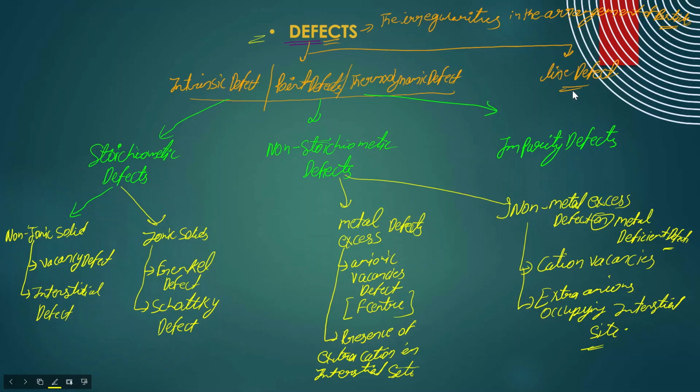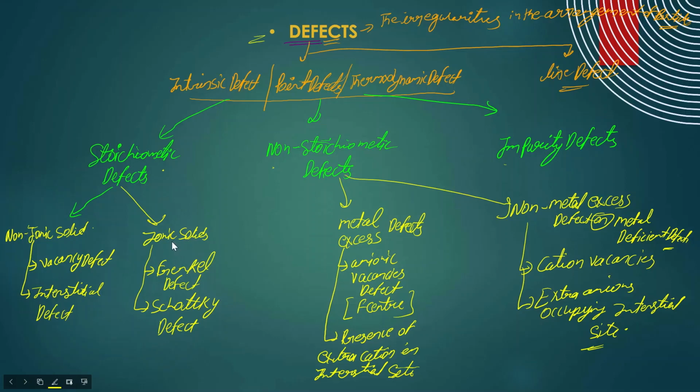Okay, here the defect is classified into two parts, point defect and line defect. And point defect is called intrinsic defect and thermodynamic defect also. And here point defect is subdivided into three parts: stoichiometric defect, non-stoichiometric defect, and impurity defect. Here stoichiometric defect is also subdivided into two parts: ionic solid, non-ionic solid. And here non-stoichiometric defect is subdivided into two parts: metal excess defect and non-metal excess defect or metal deficiency defect.